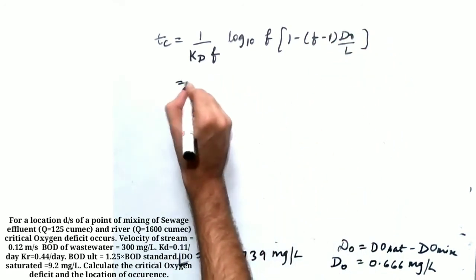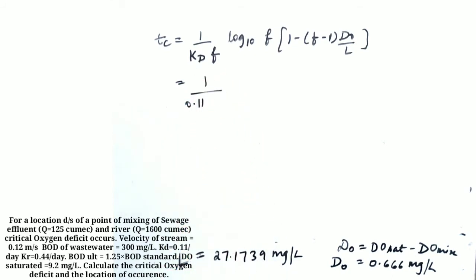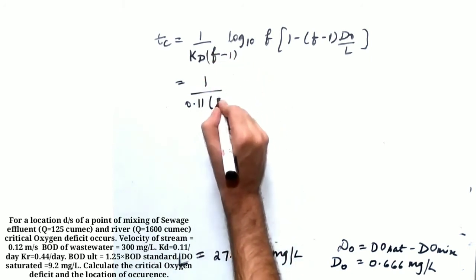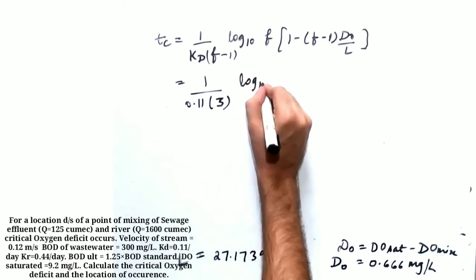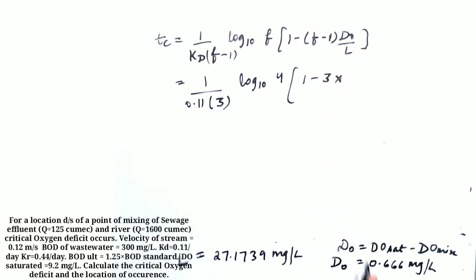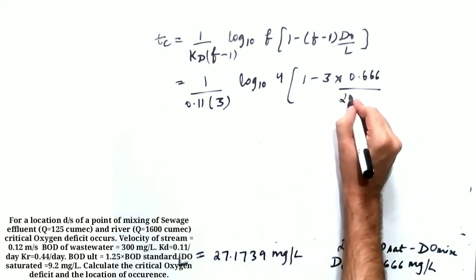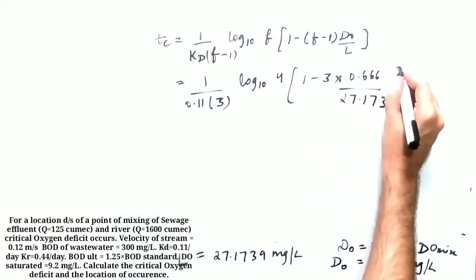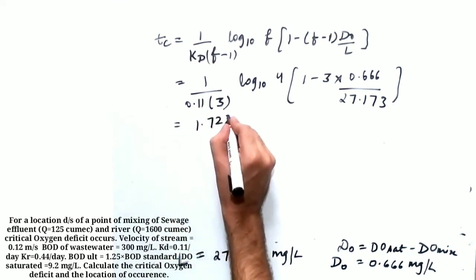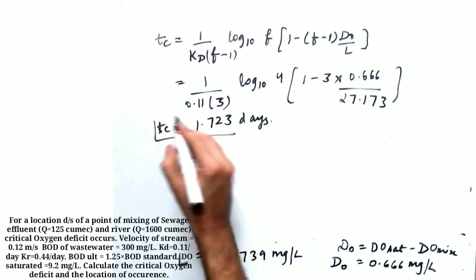So we have to put the values: 1 divided by KD. What is the value of KD? 0.11. Sorry, this is F minus 1. Okay, so what is F? F is 4, so F minus 1 will be 3, log to the base 10. Remember this. So this is 4, 1 minus 3 into what is D naught? This is the dip, 0.666. And what is L? L is 27.173. Okay, so when you solve this, the TC will come out to be 1.723 days. So this is the value of TC.